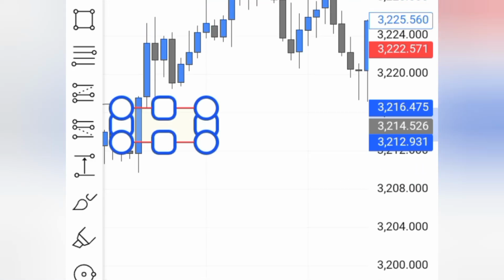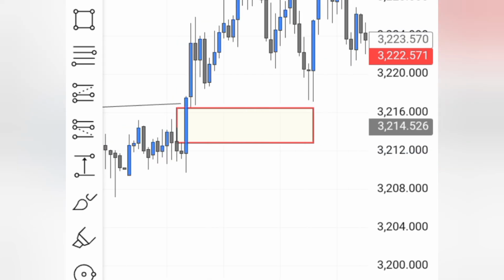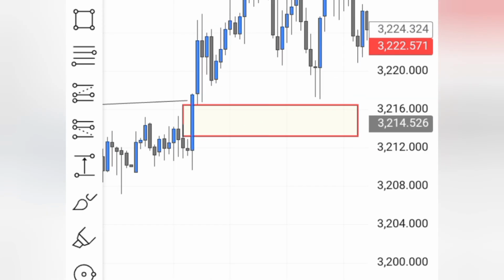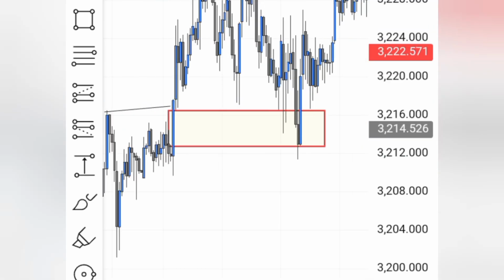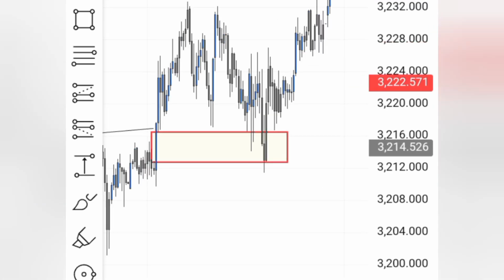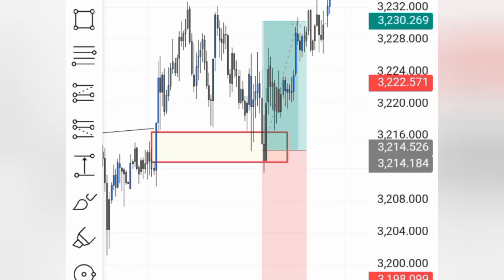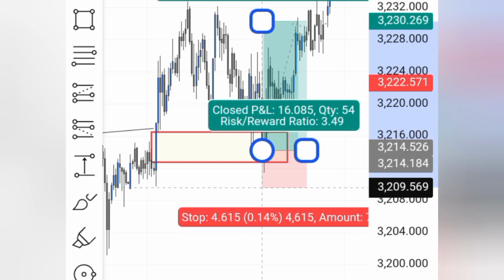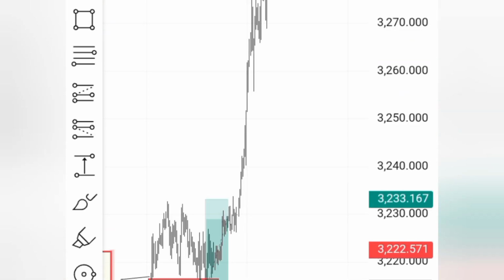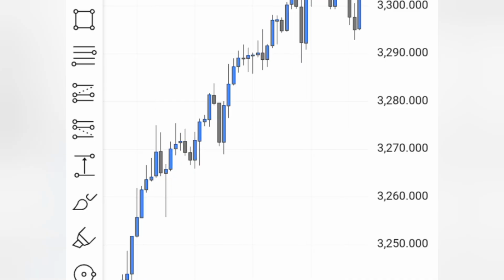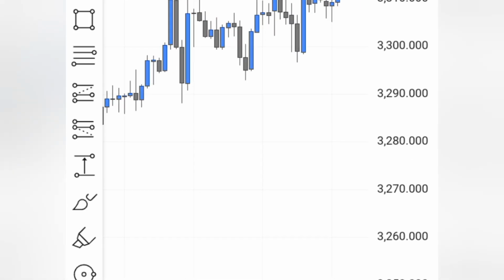Then we move it. Some fair value gaps won't be retested, but sometimes the market will come back and retest our fair value gap. Can you see how it reacted right here when the market came back to the fair value gap? Can you see how it reacted? Now let's see another example, guys. Always you have to look for the working fair value gaps, guys.